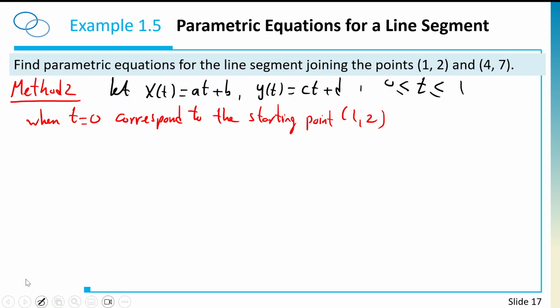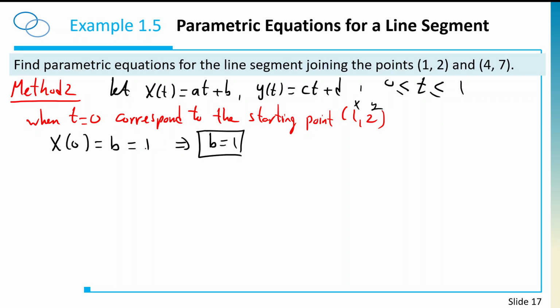Okay, why is this useful? I'll come to this equation, x, I'll find x of 0. So this equals b. And remember, this is x, this is y. So this equals 1. So now I know that b is equal to 1. Same way, if I come to y of 0, if t is 0, this equals d, and the y is equal to 2. So that means d is equal to 2. So from the first point, I got b and d.